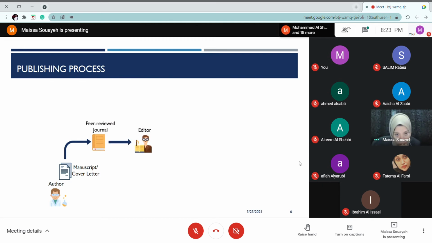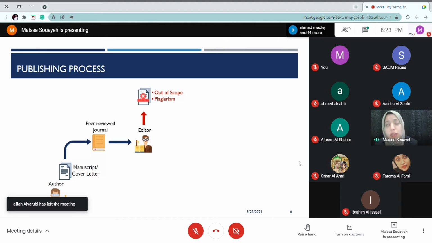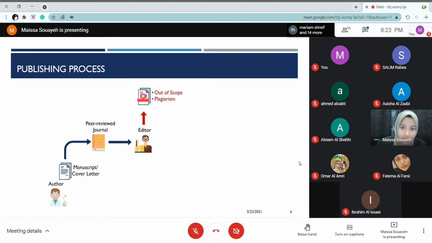The editor at this stage can reject your manuscript in two cases. If it's out of scope, it means, like, you are doing research, writing a paper, let's say in petroleum engineering, and you sent it to a journal that's mainly publishing research in biology. To them, this is out of scope. It's not the scope of the journal, so they will reject it.